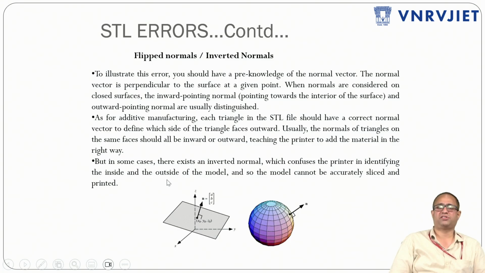For additive manufacturing, each triangle in the STL file should have the correct normal vector. If it faces the opposite side, the printer is going to fail, and the material is not going to be laid properly by the printer.